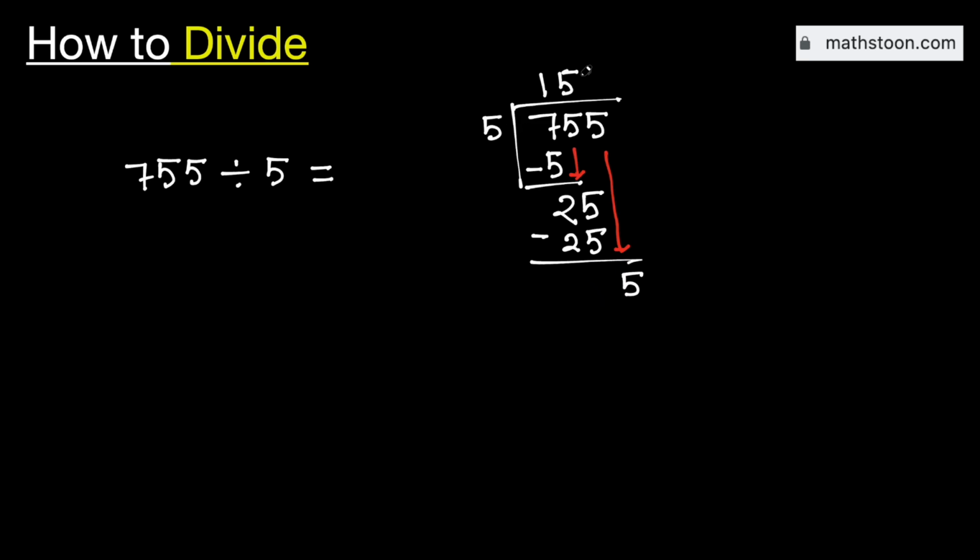And we know that 5 times 1 is 5. Subtract, we get a 0. As we have got the remainder 0, so we will stop. Therefore, 755 divided by 5 is equal to 151. And this is our final answer.